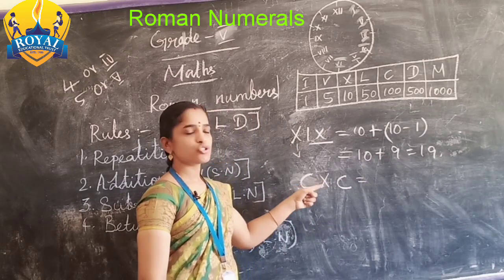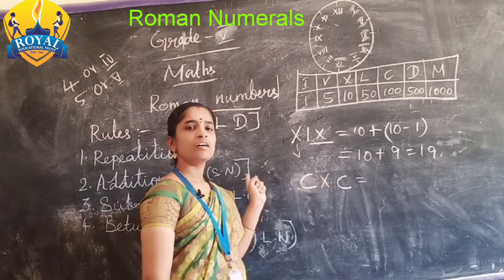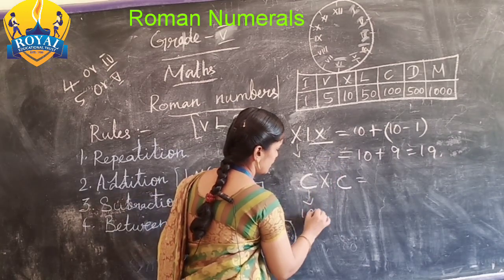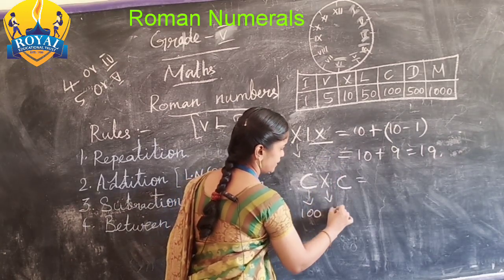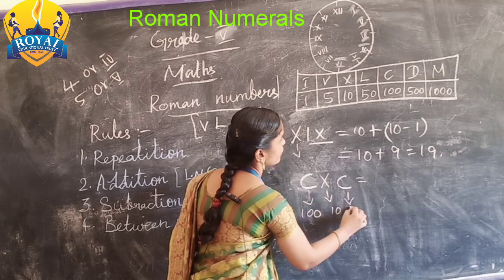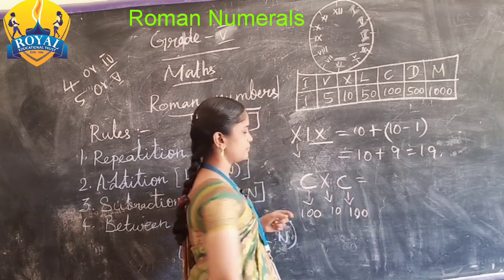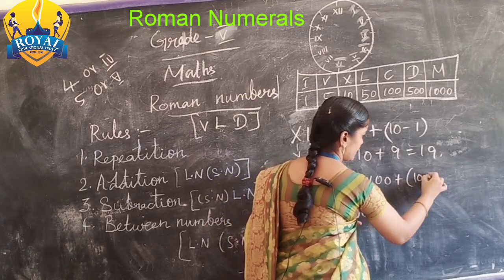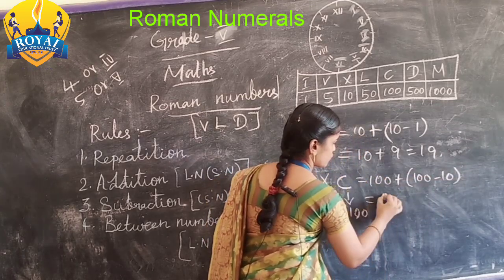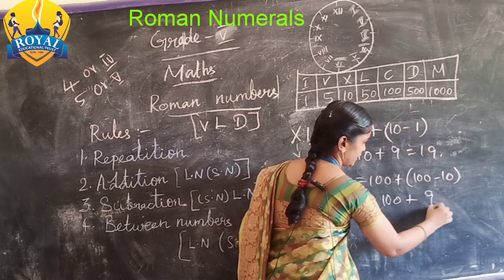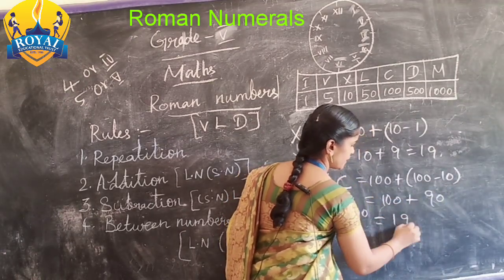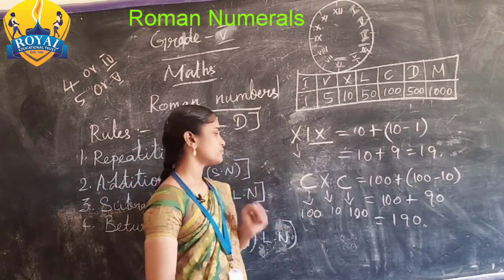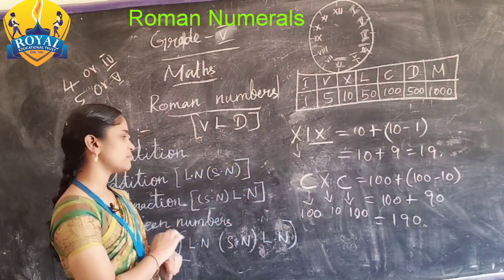Look here, the smaller number is between two larger numbers. So C means 100, and X indicates 10, and C also indicates 100. Here it is 100 plus 100 minus 10. So we get 100 plus 90, that is 190. Okay, student? Don't forget.